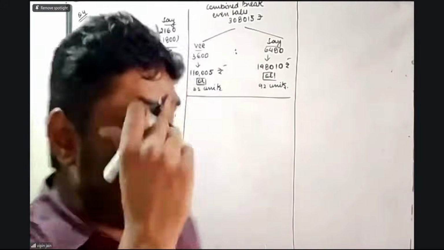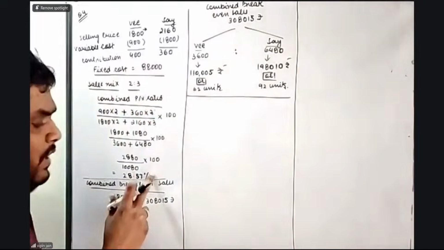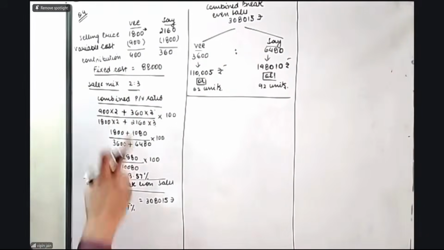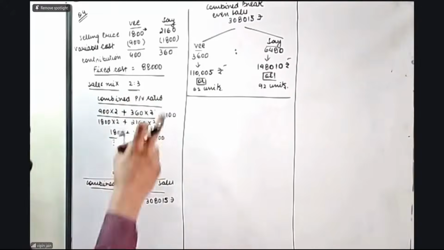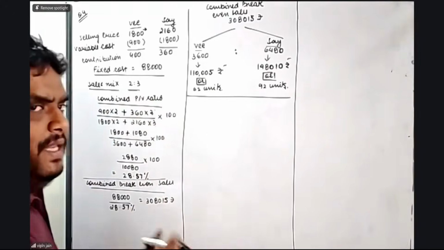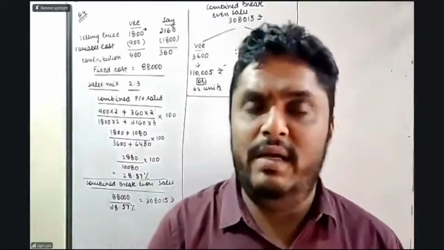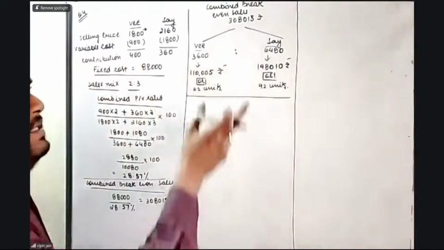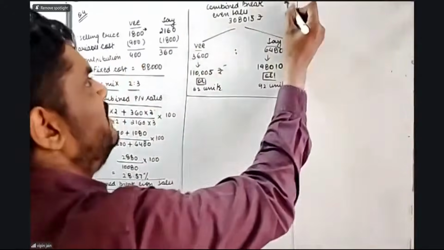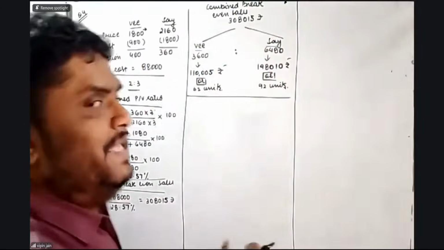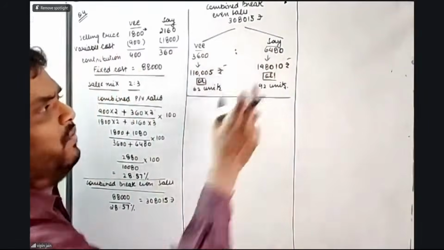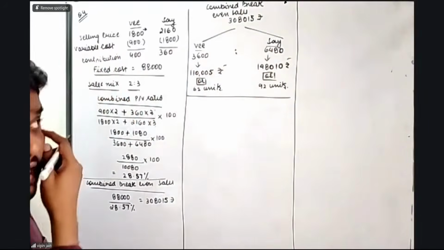So as sir mentioned, the question was over till here only. That is 28.57 and 308015. We would have calculated it for 1:2 also, and we would have been able to evaluate which mix is optimal. But sometimes the question can ask you to calculate the separate break-even sales for V and J. So this is the way we will be calculating separate break-even sales for V and J.